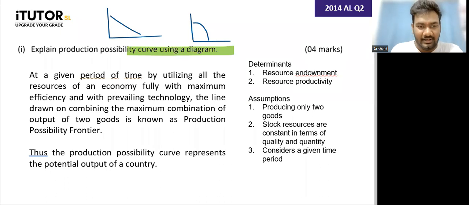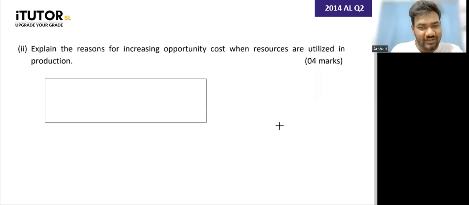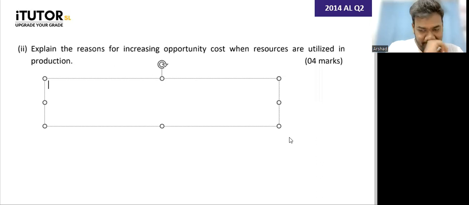Okay. Explain the reasons for increasing opportunity cost when resources are utilized in production. Yes, I'll do this question. I'll give you all a break, guys. Okay, what are the reasons for increasing opportunity cost? We would have discussed this before. Now, remember in MCQs, what can I say?